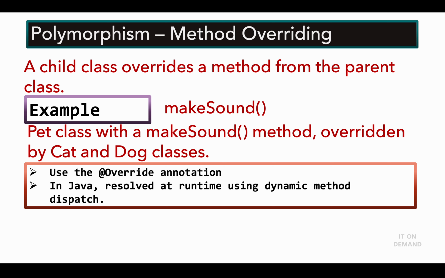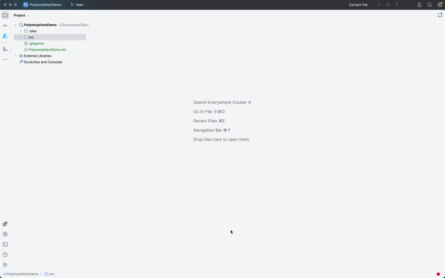Now in Java, this is resolved at runtime using dynamic method dispatch. And we won't go into complex details of how this works, but I just need you to know that this is called runtime polymorphism. And so we have two different kinds of polymorphism, right? The compile time polymorphism, which is what we looked at before, method overloading. And now we're talking about the runtime polymorphism. So let's go over to the actual program.